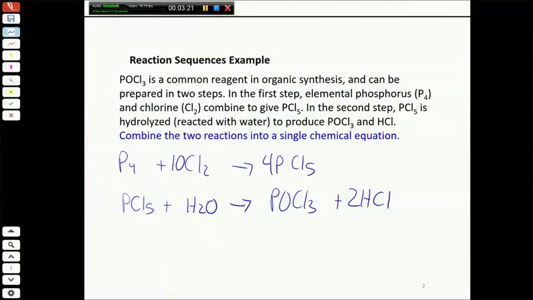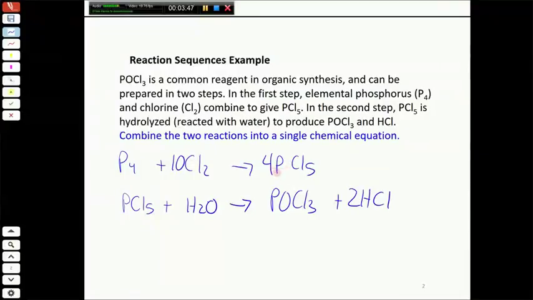We want to combine these two into one, as we're saying, to get the overall reaction. And so what we notice is when we want to add together two chemical equations, we have to look at what the intermediates are. So we have PCl5, which is formed in the first reaction and then used as a reactant in the second one. We want that to cancel out. So we have to modify the coefficients to make sure that the intermediate cancels out.